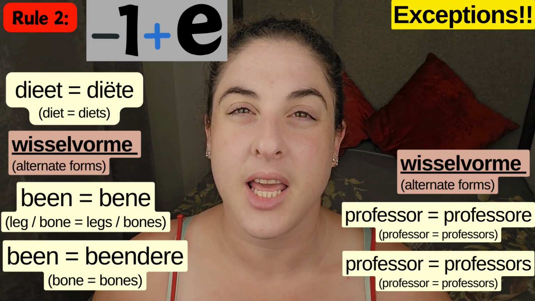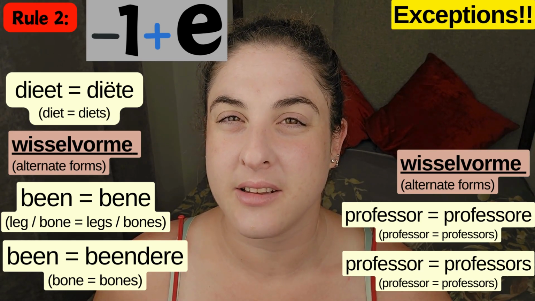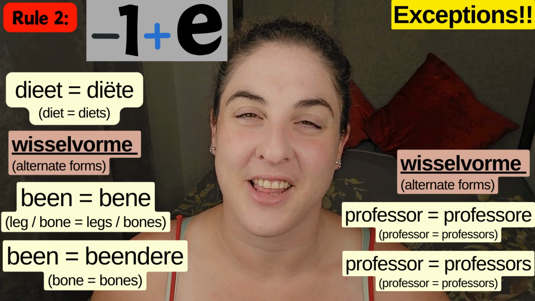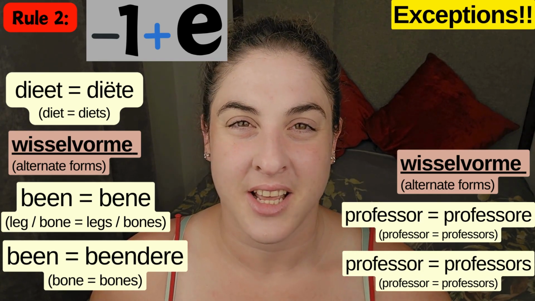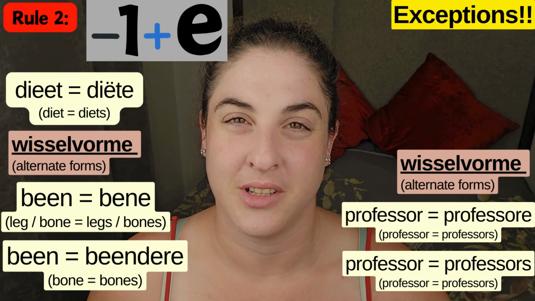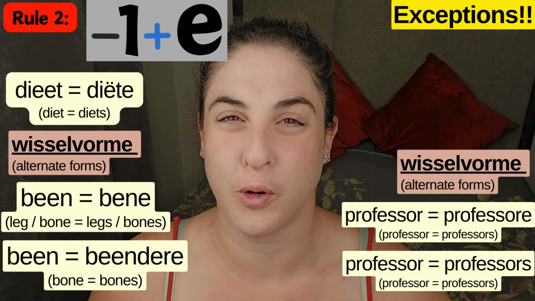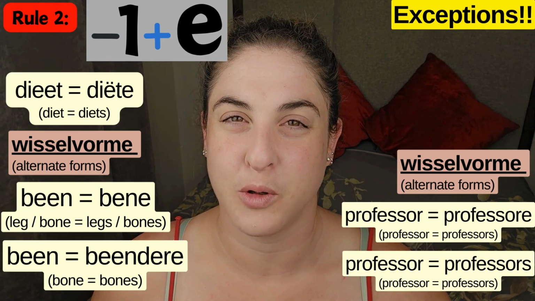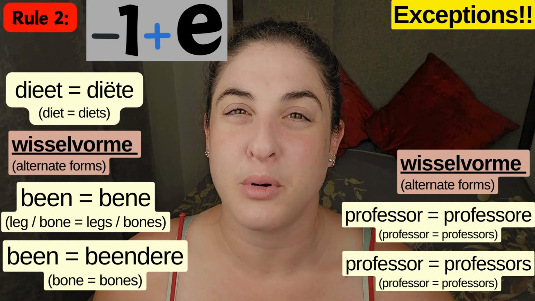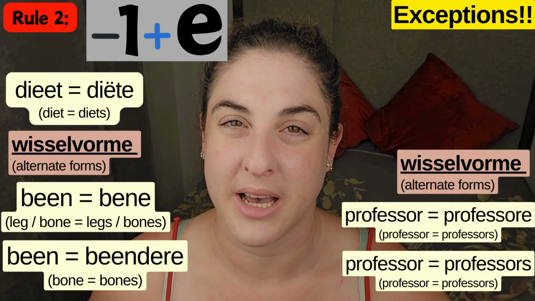Some more exceptions to rule 2. Dieet, diete. That's diet and diets. And this one you must just learn. And then we look at wisselforme again, alternate forms. We looked at this in the previous plural video as well.